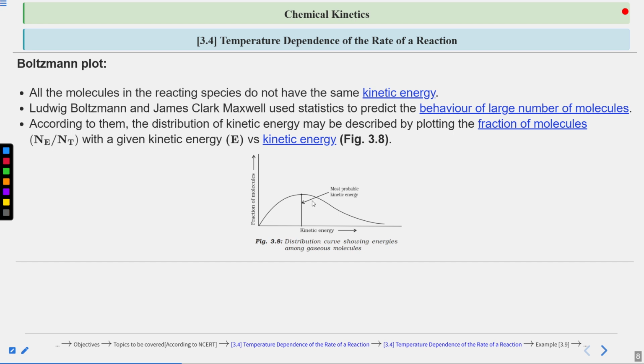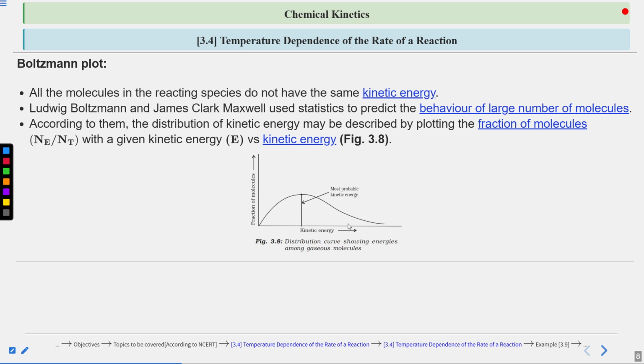So this curve first increases and then decreases. On the y-axis we have the fraction of molecules, and the x-axis represents the kinetic energy. With the increase of kinetic energy, the fraction of molecules increases initially, but after a maximum point is reached, the kinetic energy increases but the fraction of molecules decreases. The point at which the fraction of molecules is highest represents the most probable kinetic energy that a molecule can have.